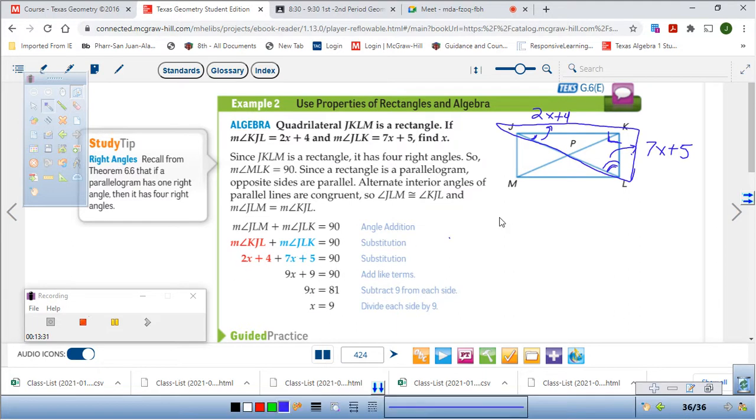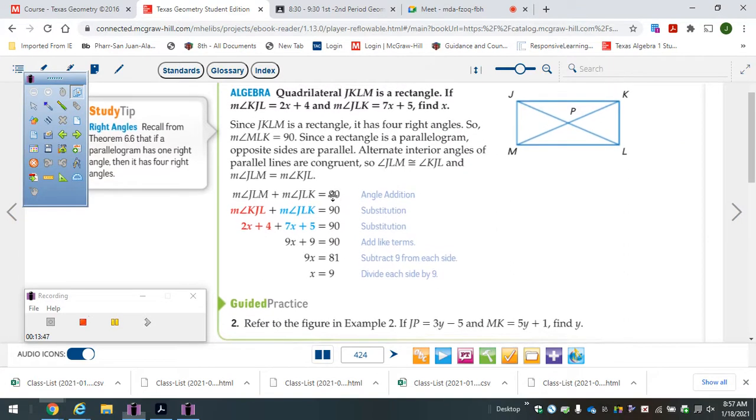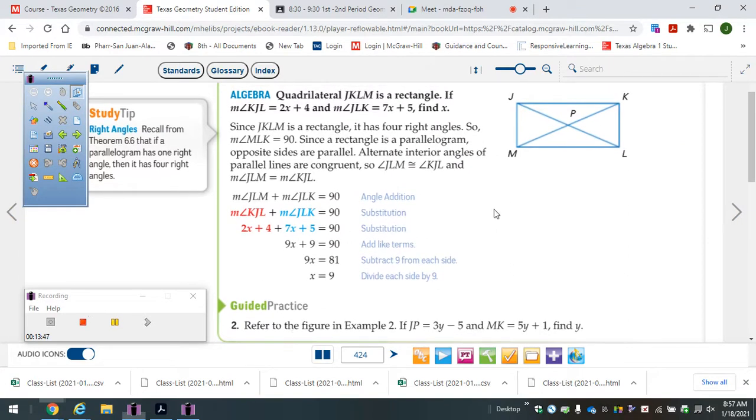Not too bad. So remember, these are rectangles, but anything we've learned before, parallelograms, rectangles, triangles, whatever, surface area, volume, you can apply it. Okay, refer to this figure right here. Let's look at this part real quick. They're giving us JP equal to 3y minus 5, and MK equal to 5y plus 1. Find y.